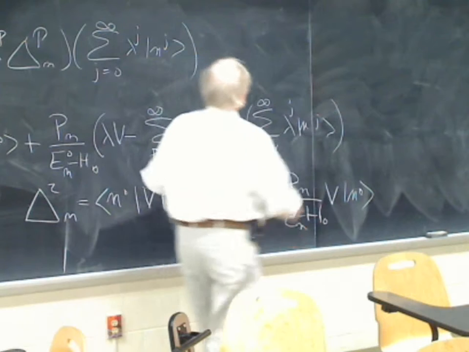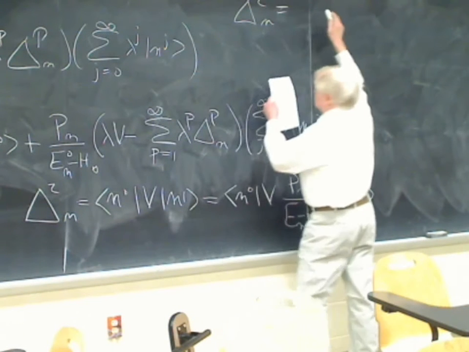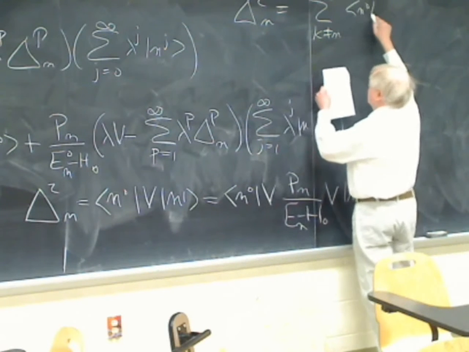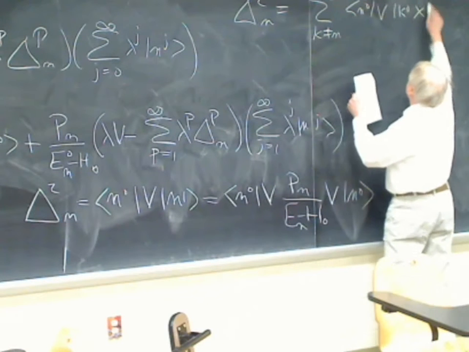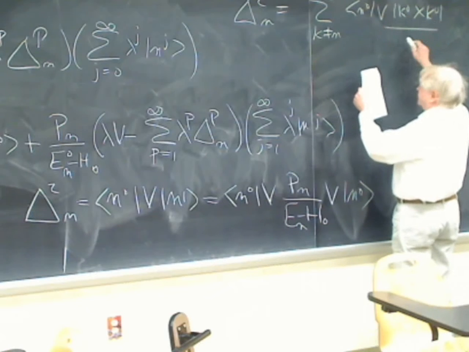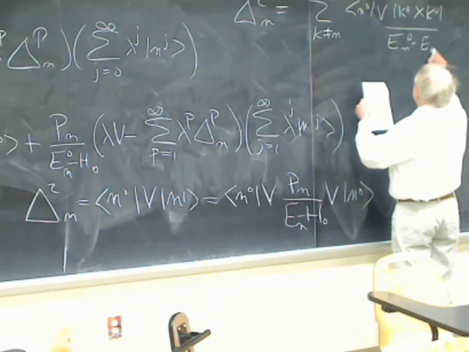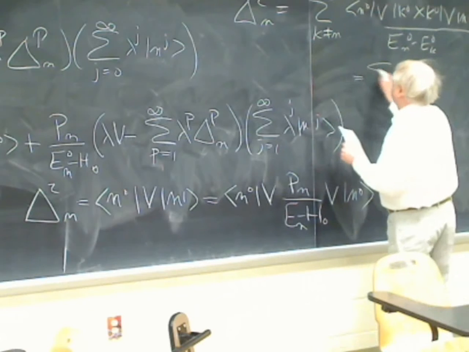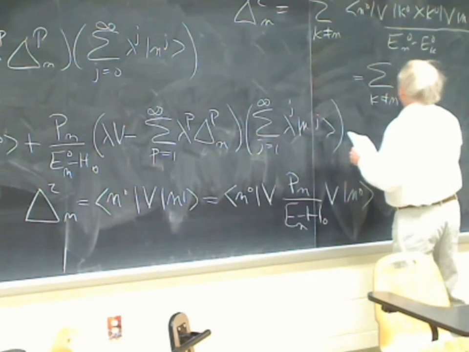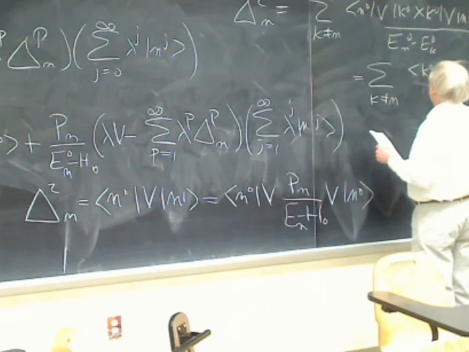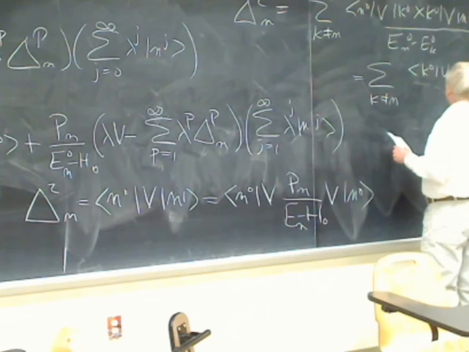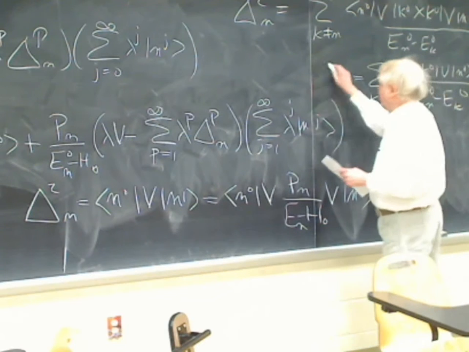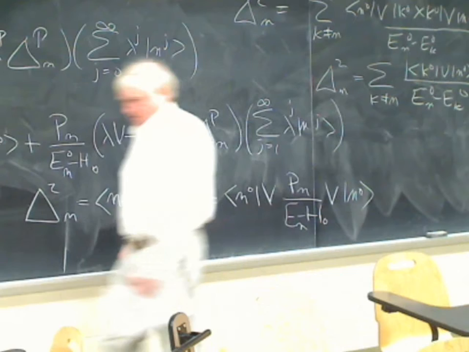And if we insert a complete set of states, then what we find is delta 2n is equal to a sum over k not equal to n, that's because of the projection operator, ⟨N0|V|K0⟩, and the K0 gives us the energy down here, En minus Ek0, ⟨K0|V|N0⟩. Or writing it in a somewhat nicer form, it's |⟨K0|V|N0⟩| absolute value squared over En0 minus Ek0. Okay, so that's a very nice formula for the second order energy correction.